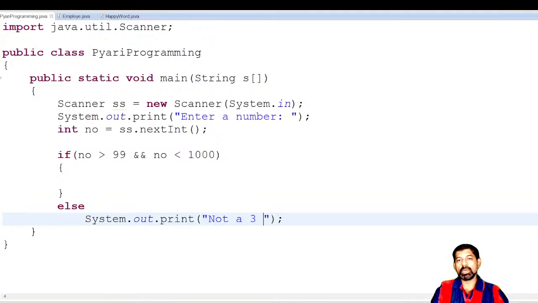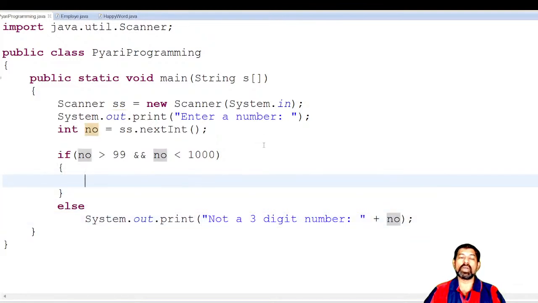Not a 3-digit number. Which one is not a 3-digit number? NO is not a 3-digit number. Now inside this I will find out the middle digit. Okay, how to get the middle digit now? How to get the middle digit? Yes, who can say how to get the middle digit?